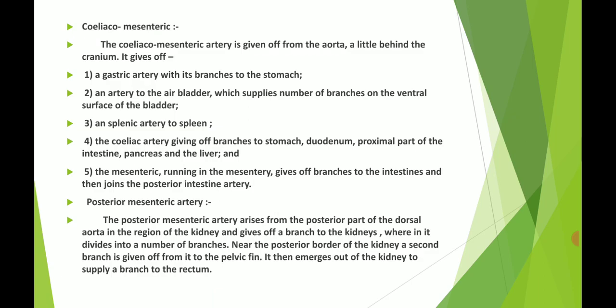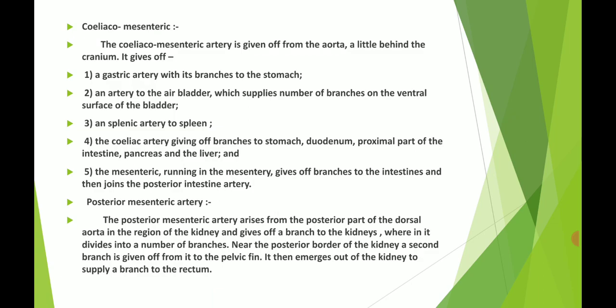The mesenteric artery, running in the mesentery, gives off branches to the intestine, then joins the posterior intestinal artery. Here we are seeing the posterior mesenteric artery. The posterior mesenteric artery arises from the posterior part of the dorsal aorta in the region of the kidney and gives off branches to the kidneys, wherein it divides into a number of branches near the posterior border of the kidney.